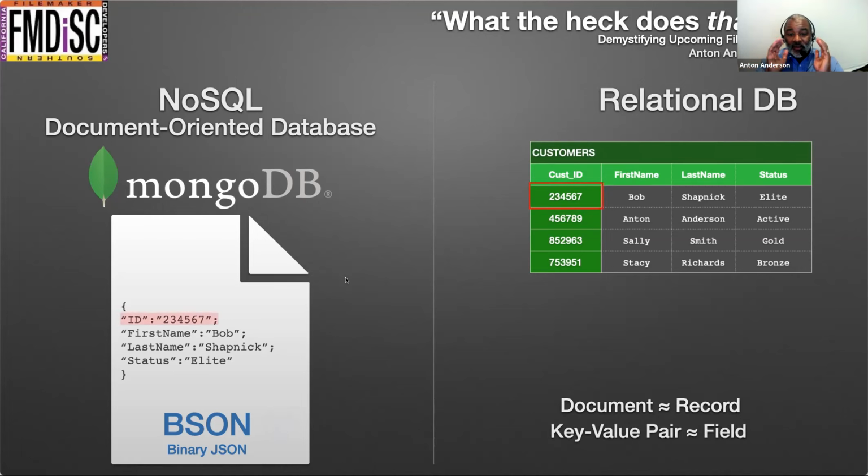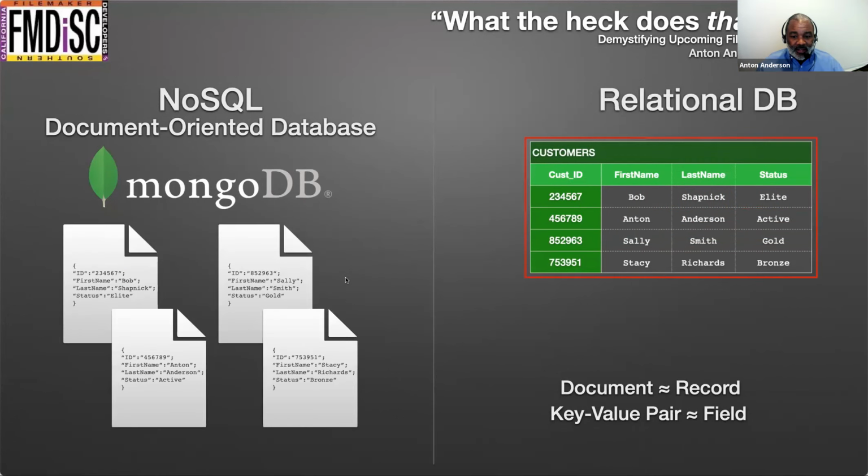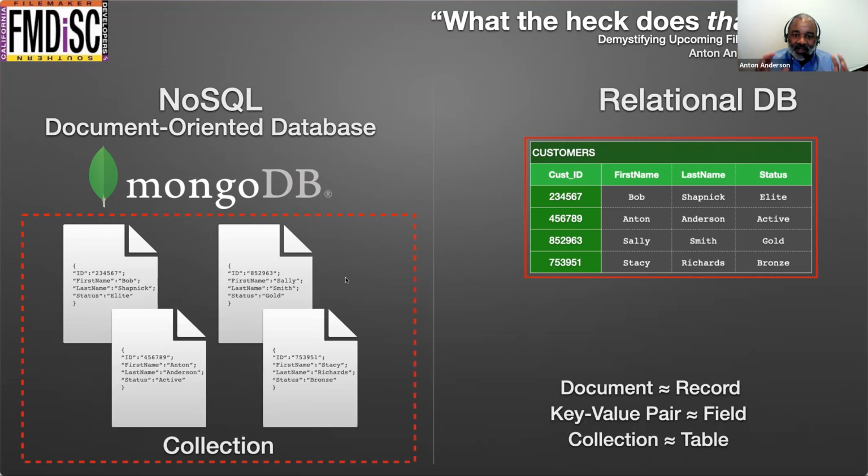Anyway, so it maps pretty easily. Here's your ID. You've got your key field over there in the table. You've got your first name, last name. You've got status. It all maps pretty easily. So you've got these key value pairs, which are the equivalent of your fields. And so if the key value pairs are your fields and document is your record, well, then what's the table? You've got all these documents kind of floating around. Well, that's sort of this concept called a collection, where you've got a collection of these documents all together, and that's essentially the equivalent of your table.